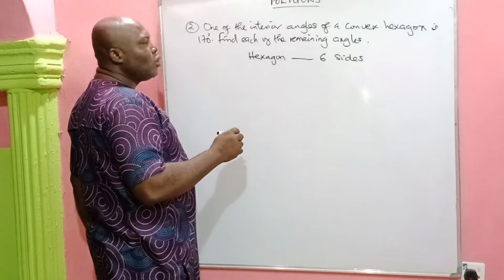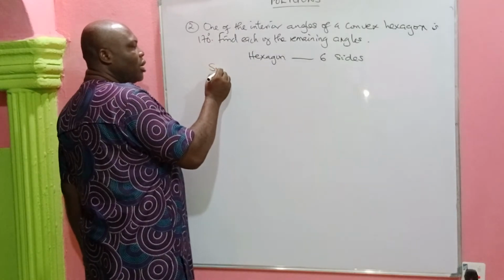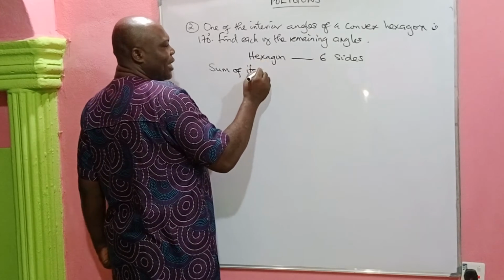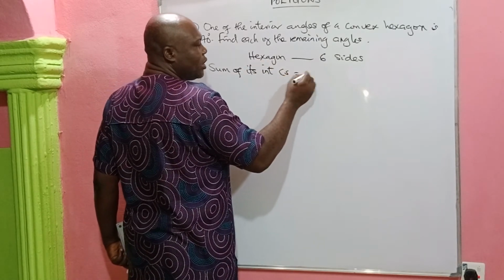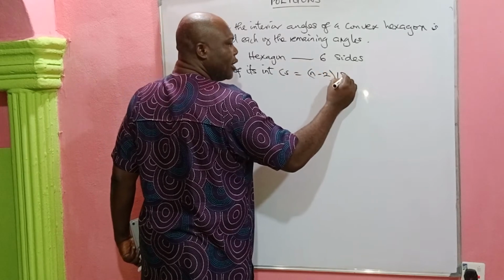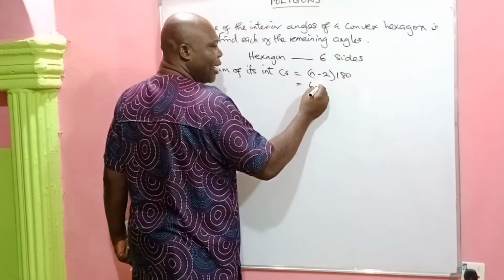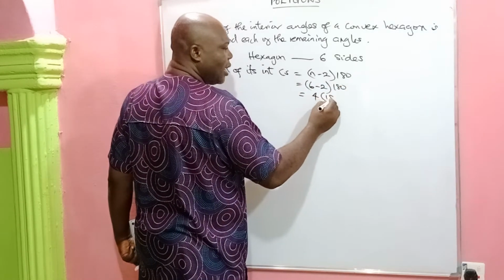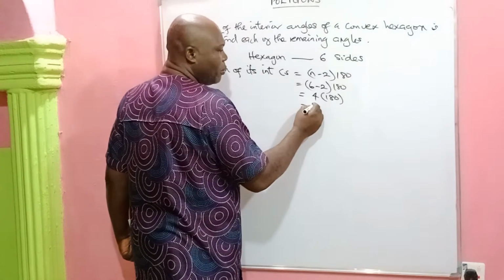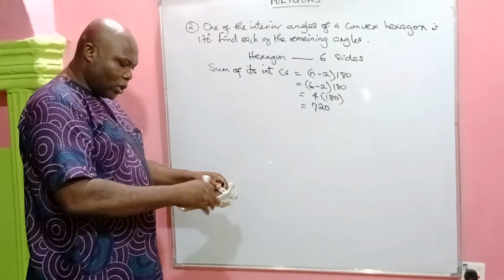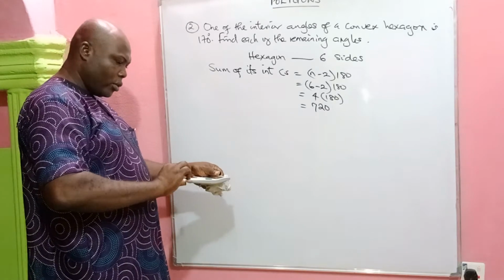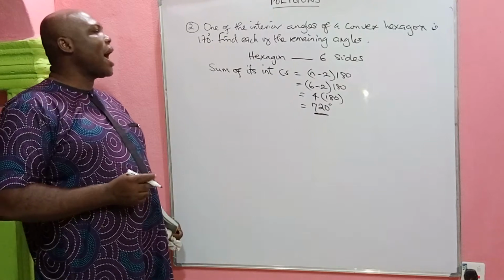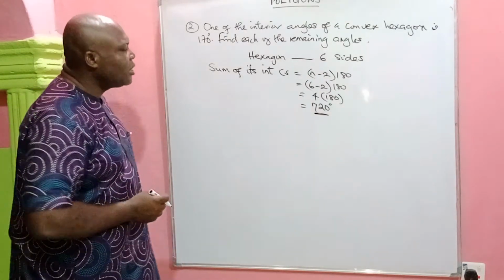Alright, so what we need to do first is to find the sum of its interior angles, which is n minus 2 times 180. N is 6. 6 minus 2 times 180. 6 minus 2 is 4. 4 times 180, so that will be 720 degrees. It therefore means that the sum of all the angles of a hexagon will give 720 degrees.